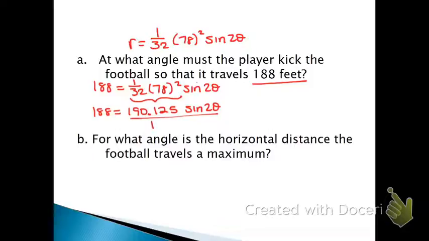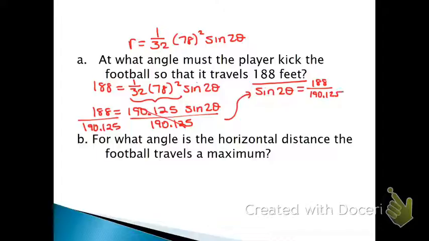So we want to get the trig function by itself. Now when I do this, that 188 over 190.125 gives me an ugly number. So what I can do is I can just say, well then, sine of 2 theta is equal to 188 over 190.125. It's no big deal that I've got a decimal and a fraction here because this is my work. It's not my answer. Now remember, we're after an angle, but right now we're actually after 2 theta. So we're going to use our inverse trig function, our inverse sine function in particular here, to solve for 2 theta, and then I'll solve for theta from there.